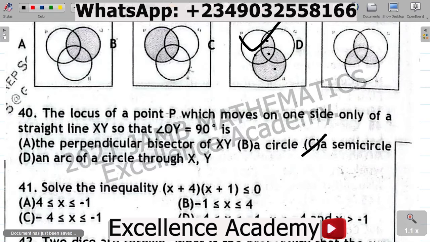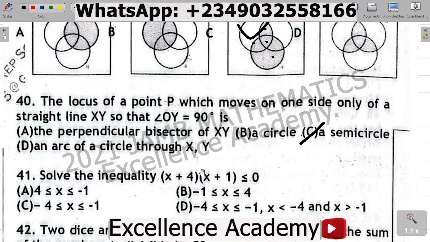All right. So as usual, I'll leave one question for you to solve. That's question 41. 41 says, solve the inequality, open bracket, x plus 4 multiplying x plus 1, less than or equal to 0. You have option A, option B, option C, and option D. So for this 41, solve the question, which of them is the correct answer? Leave it in the comment section and I'll give you a reply. I will tell you if your answer is correct or not.